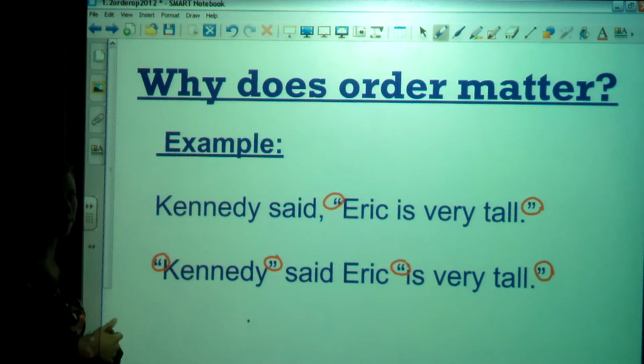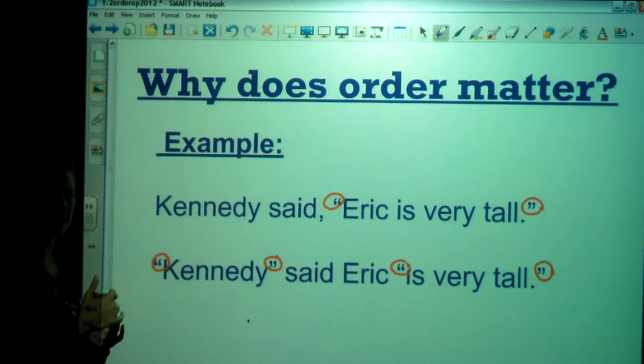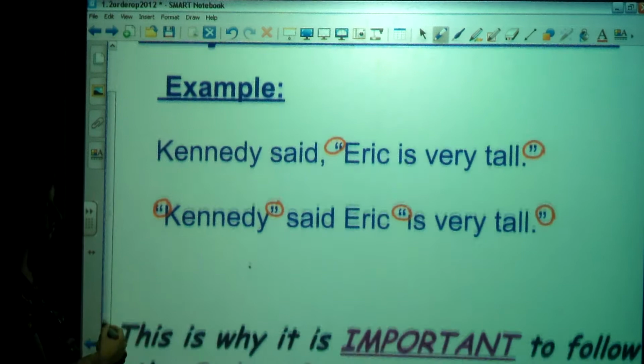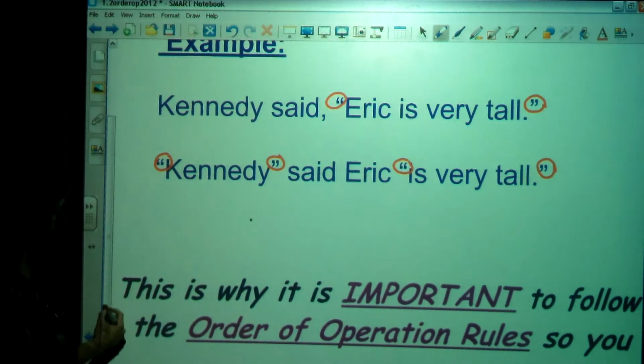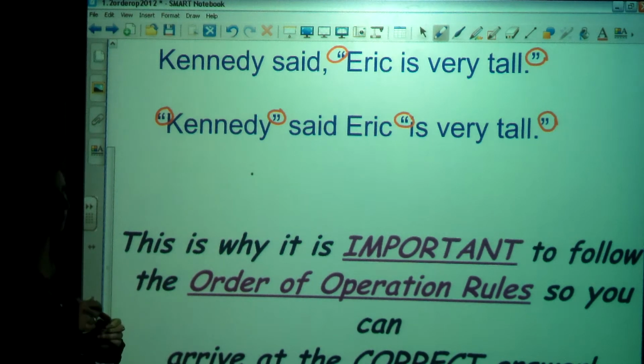Same way in math. Just because you see the way the expression is written doesn't mean that's the way you need to evaluate it. And this is very important to follow the order of operations so we arrive at the correct answer. So knowing the order is very important.